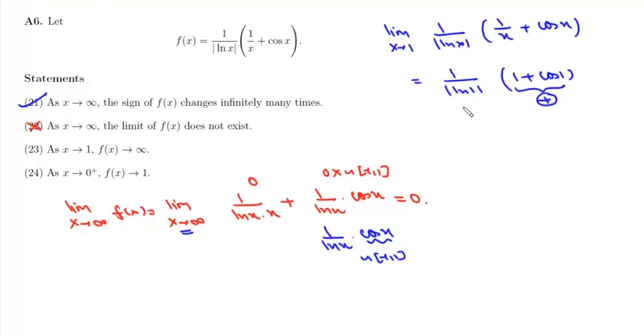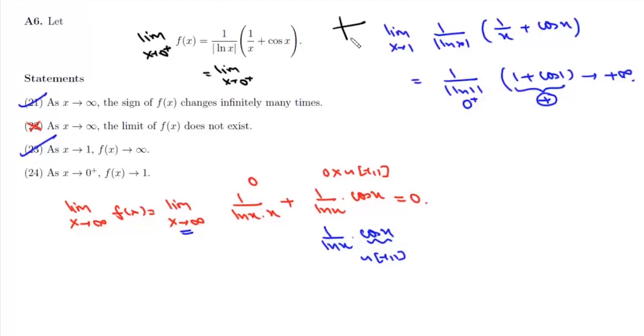Now log 1 is 0, and basically this is 0 positive, and 1 upon 0 positive is plus infinity. That means this statement 23 is correct. And if we take this limit x tends to 0 positive of f(x), we'll have this limit x tends to 0 positive.